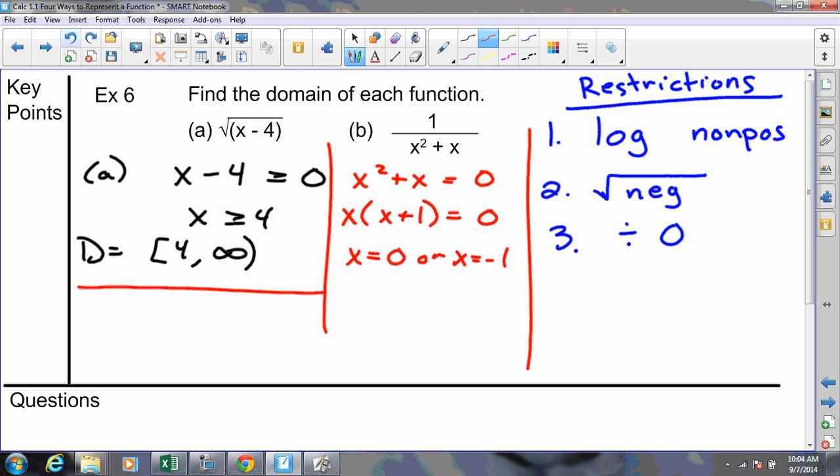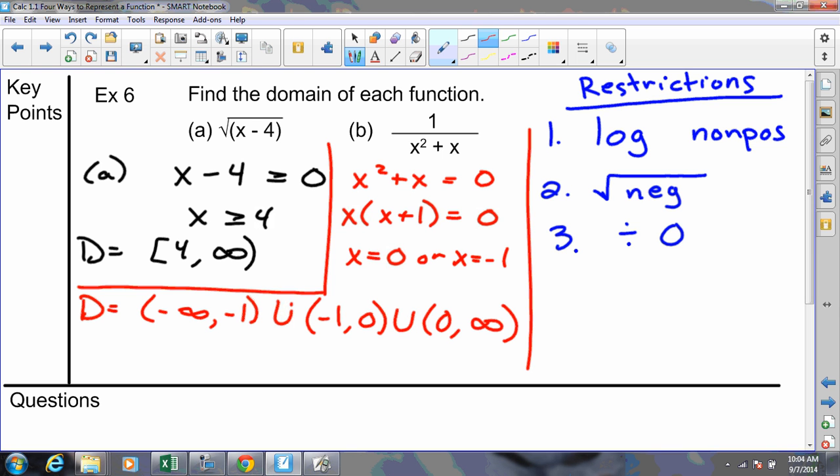So we can write up our answer then using interval notation with the union symbol. The domain is everything from negative infinity up to negative 1, unioned with everything from negative 1 to 0, unioned with everything from 0 to positive infinity. And that works. That is interval notation.